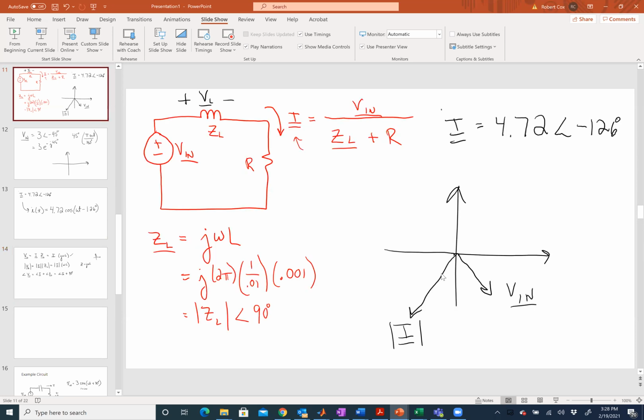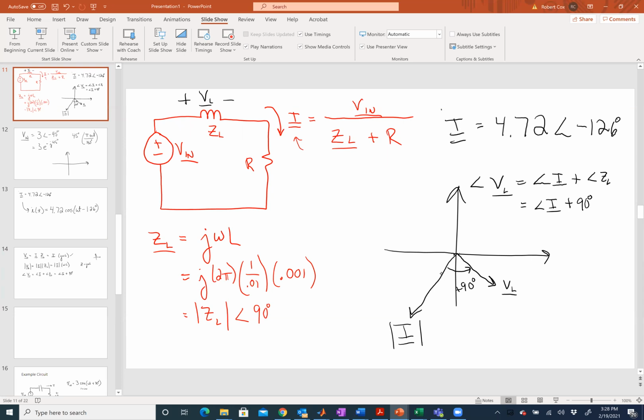All right, so here it is. What should I do here? There's I. Let me get rid of Vn, that's the input. So if I have this relationship, the angle of VL equals the angle of I plus the angle of ZL, which we said was 90 degrees, how do I draw that here? Where would I draw V sub L? It's in quadrant 4, and it would be over here, exactly 90 degrees ahead.